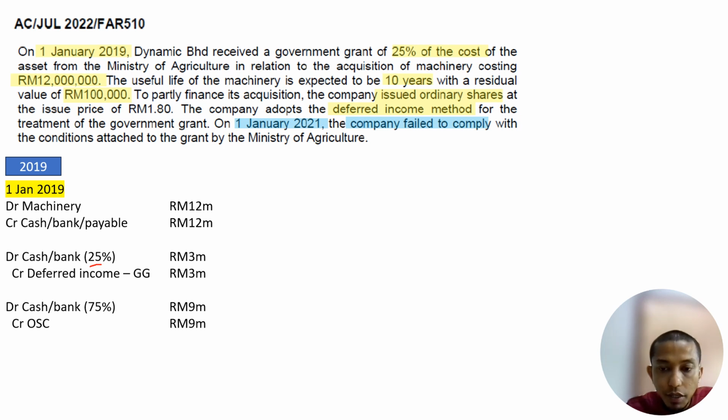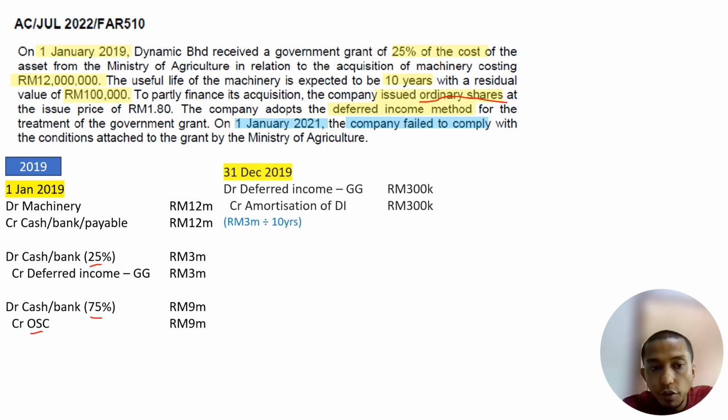How about the remaining balance? The remaining balance, 75%, which is 9 million, you use ordinary share capital. How do I know you use ordinary share capital? Here the question mentioned ordinary share to partly cover the finance, right? So we assume the remaining 9 million is covered by ordinary share capital. All right. So anything else happened in 2019? Nothing, so we just proceed to the end of the year.